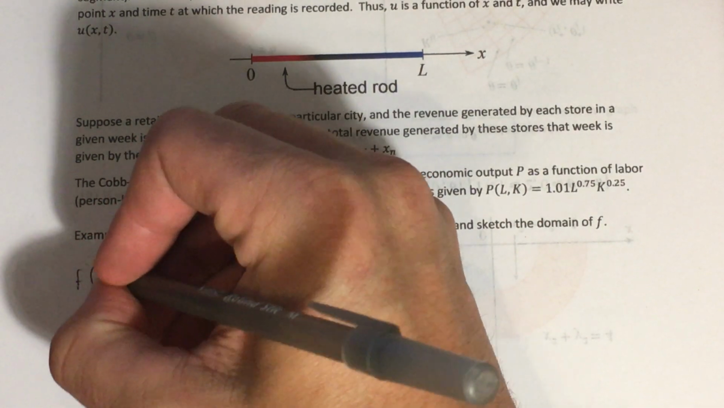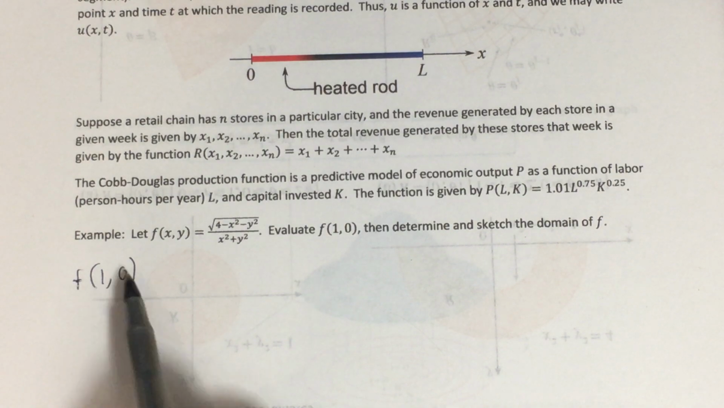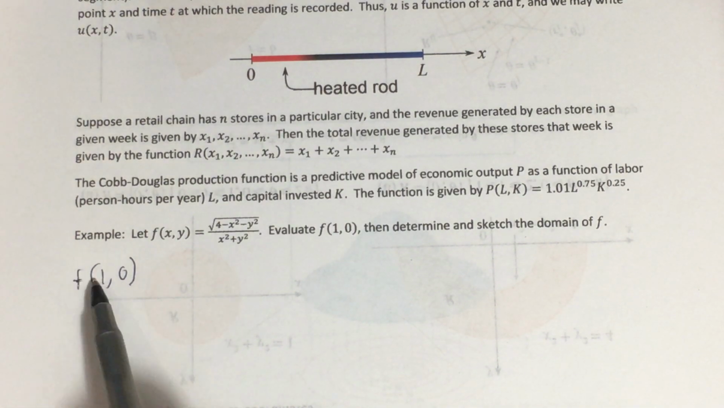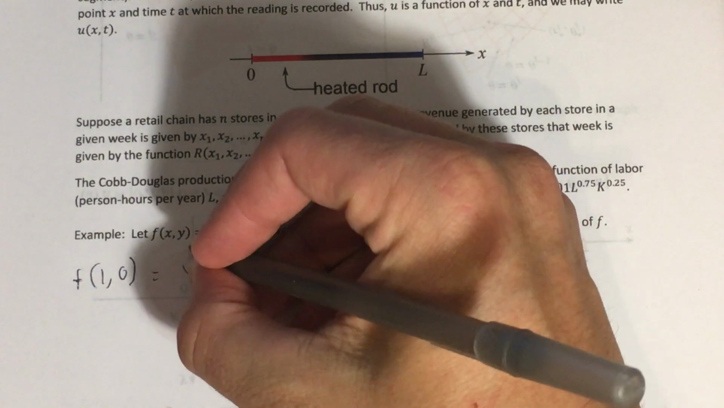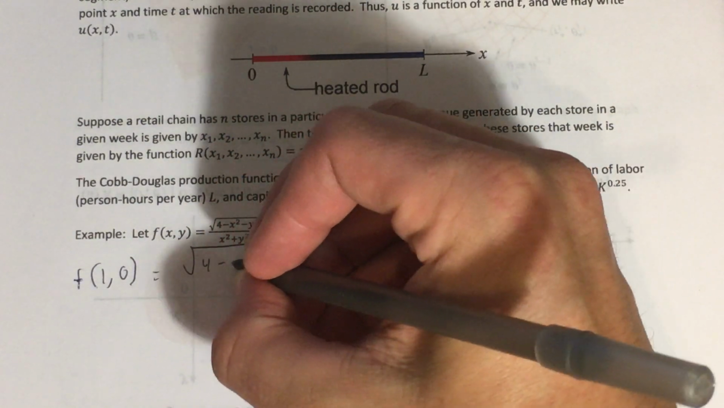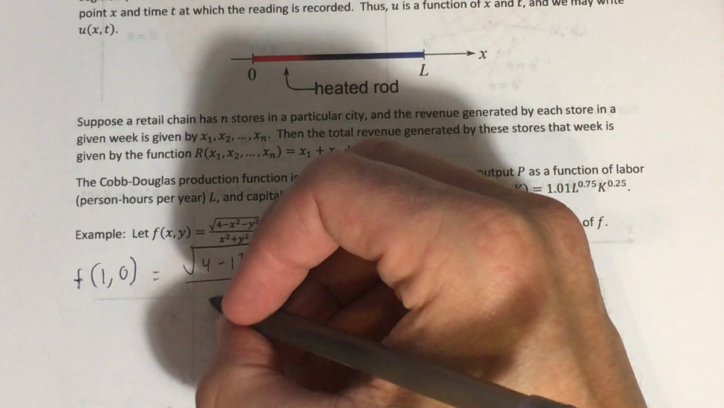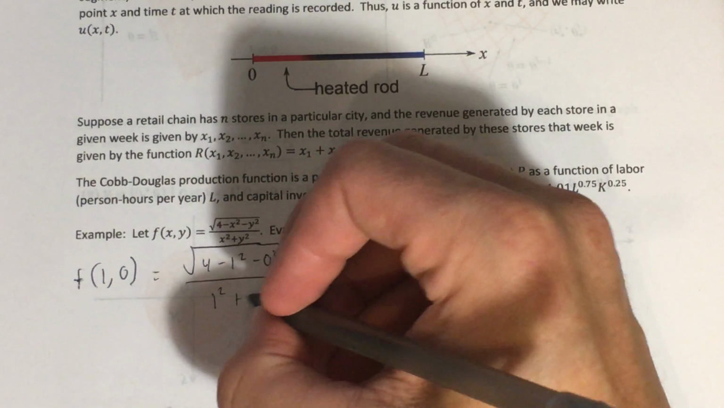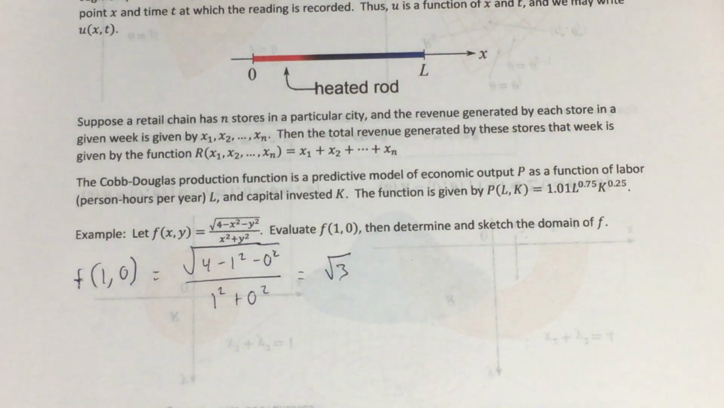The key to remember here is that in a two-variable function, you have an x and a y. So you plug the x into the x's, the y into the y's. This is equal to the square root of 4 minus 1 squared minus 0 squared, over 1 squared plus 0 squared. This would be equal to root 3. Okay, pretty easy to see that.